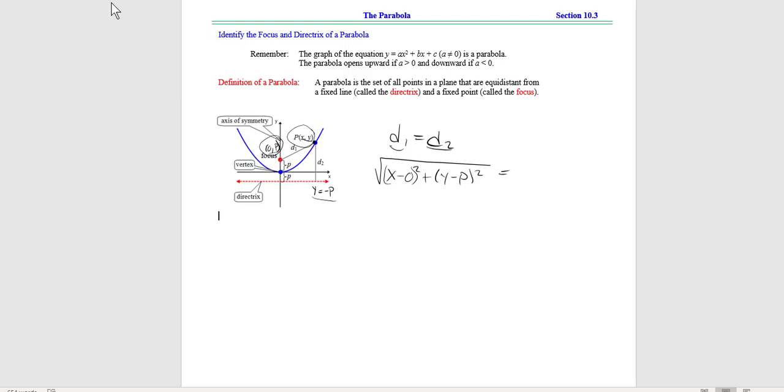Think about what's going on here. This y coordinate is the distance from the x-axis up to this point, and we're just adding p units to that to get down to this line. So we could say the distance there is just whatever our y value is, plus p. You can think of it as y minus the negative p: top point minus bottom point.